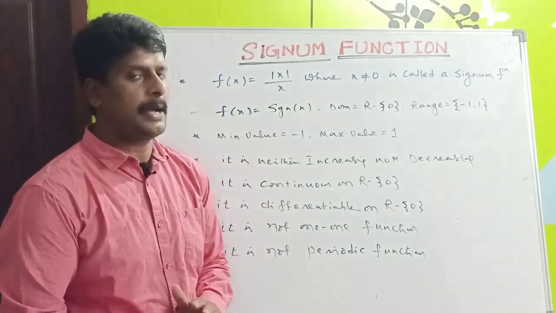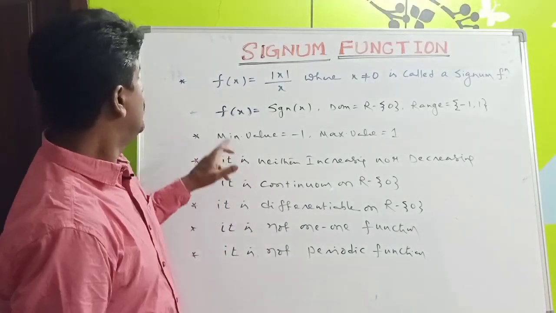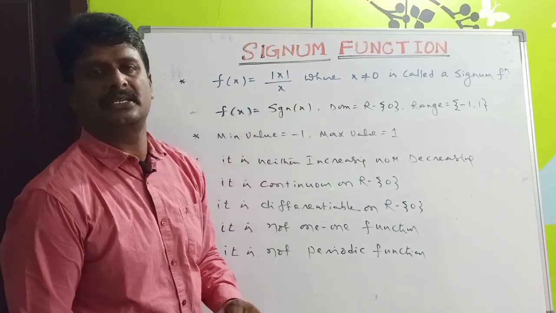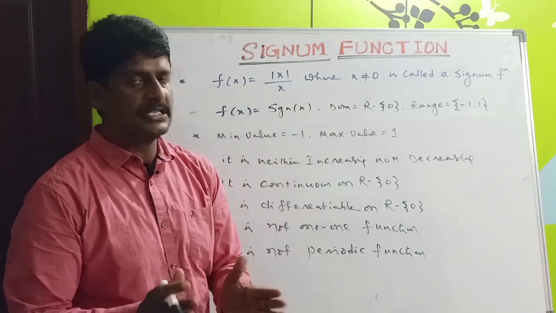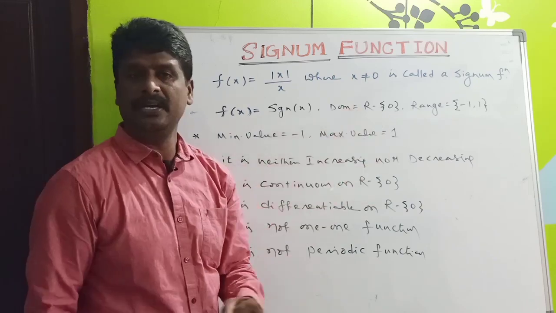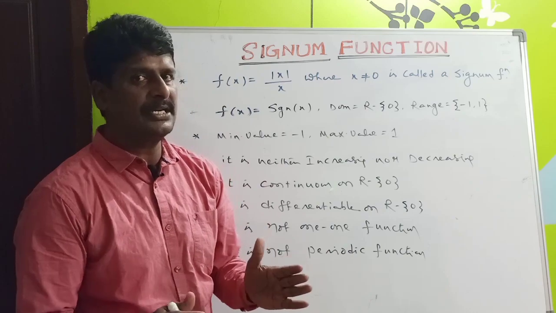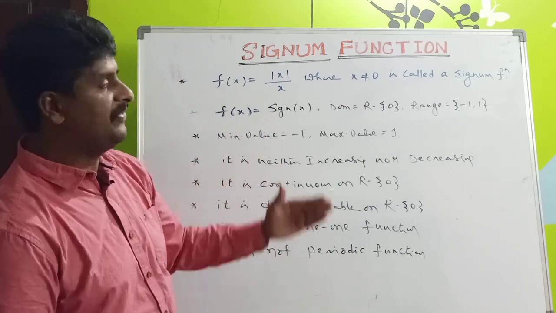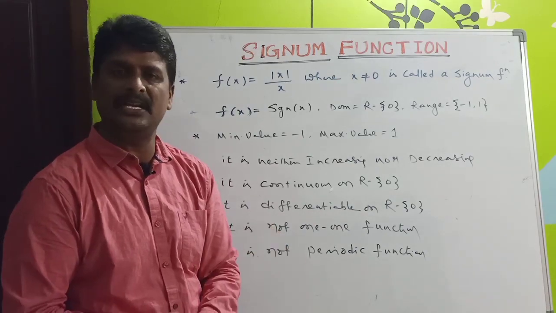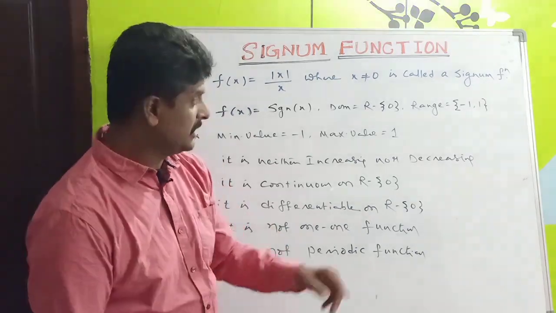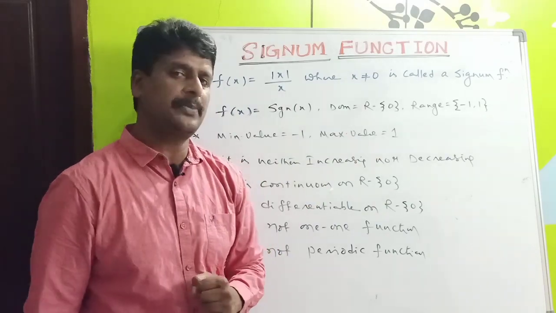Already we have discussed this by observing the graph. Once again I am explaining to you. f of x is equal to signum x. The domain we have already seen. It is defined everywhere except 0. That's why the domain is R minus the singleton set 0. The range contains only 2 elements. In the previous videos, the range was always an interval, an infinite set. But here the range contains only 2 points, minus 1 and 1.